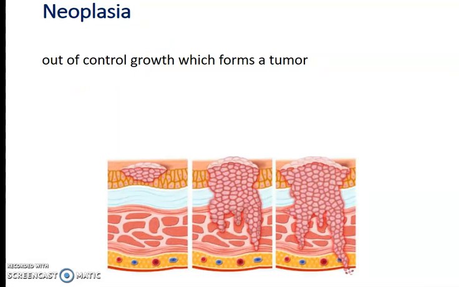Neoplasia is out of control growth, and there's actually different stages. So here, I believe this is supposed to be skin, by the way, you have an out of control growth, and it's getting bigger and bigger and invading other tissues.